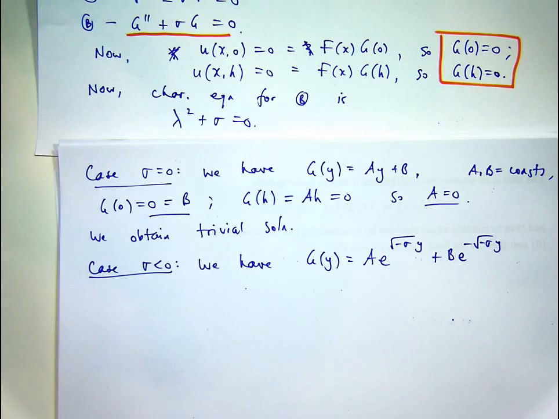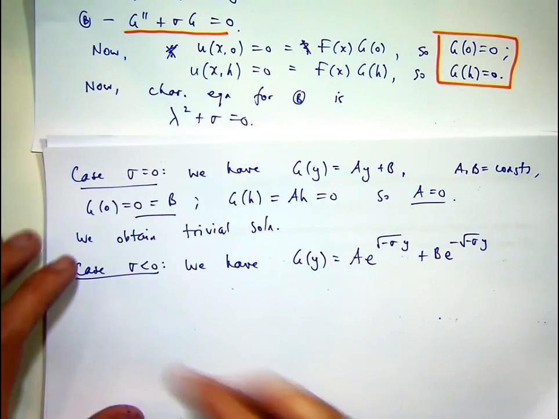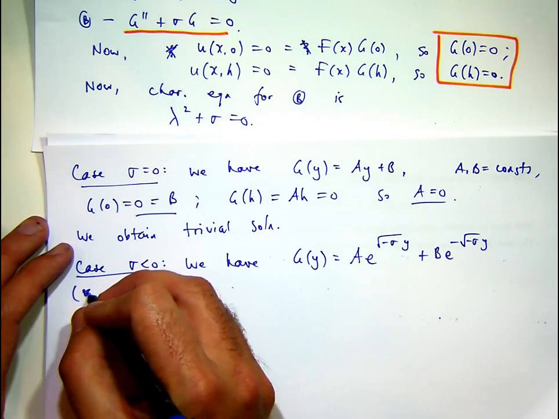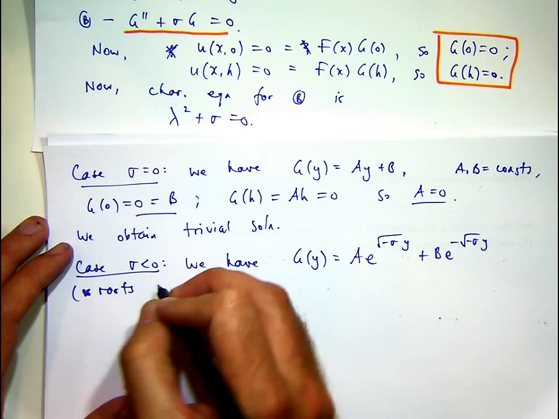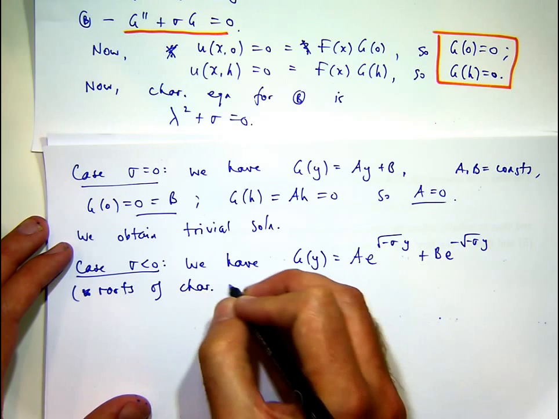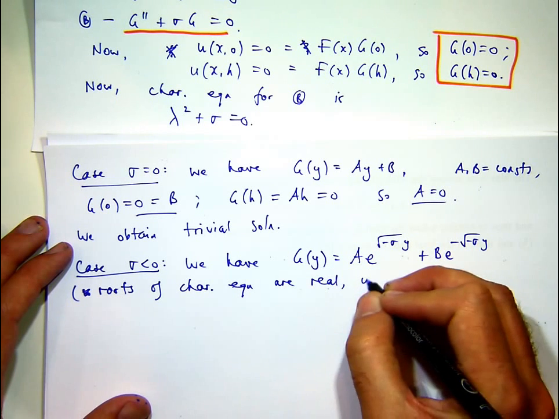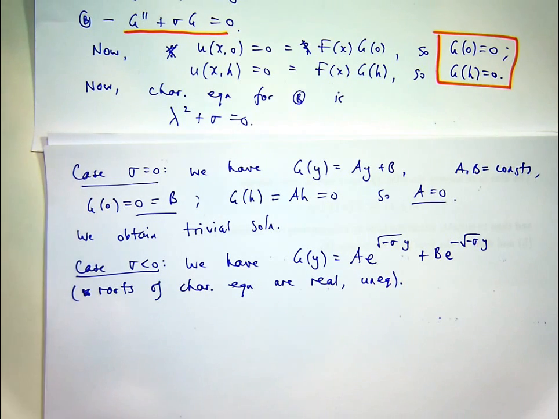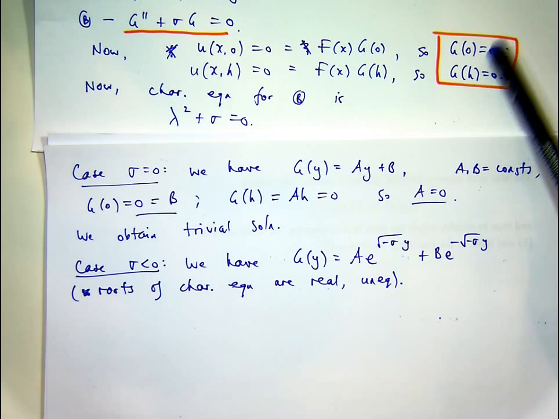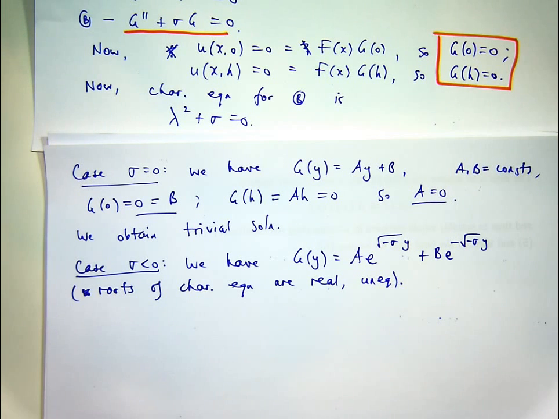Okay, again, A and B are just constants here. So this is the case where the roots of the characteristic equation are real and unequal. Now remember, the sigma is negative in this case, so root negative sigma makes sense, if you like. Okay, so let's combine this form with our two boxed boundary conditions and see what happens.